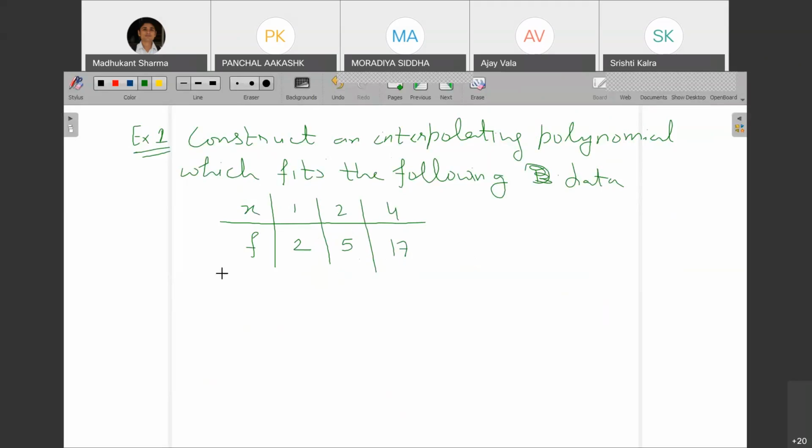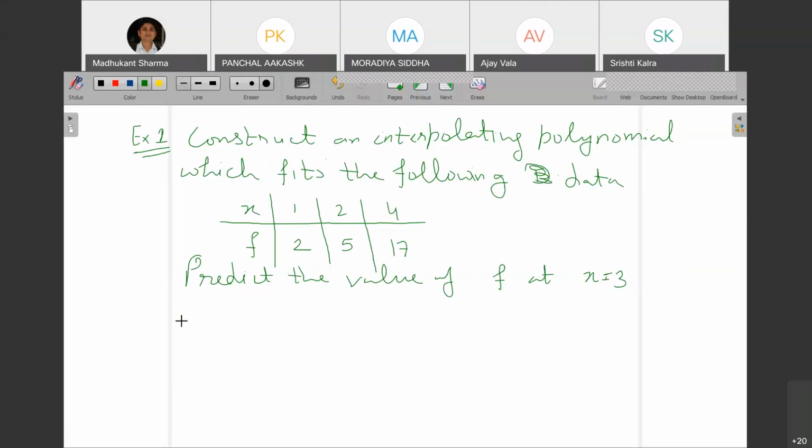Okay, and then we also wish to predict the value of f at, say, x equals 3. So we are looking for the value of function f in between the points which have been given, so between the interval 1 to 4. So we have two ways: we can find Newton's form as well as Lagrange's form of the interpolating polynomial.